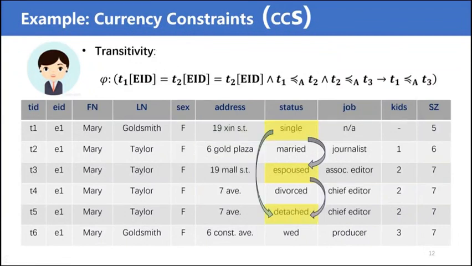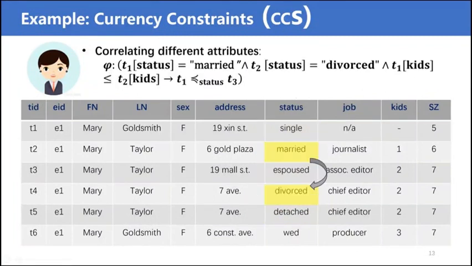The third example is about transitivity. If the timeliness of T1 is earlier than that of T3, and T3 is earlier than T5, then according to transitivity, we have T1 is earlier than T5. We use these rules to represent the transitivity relations.